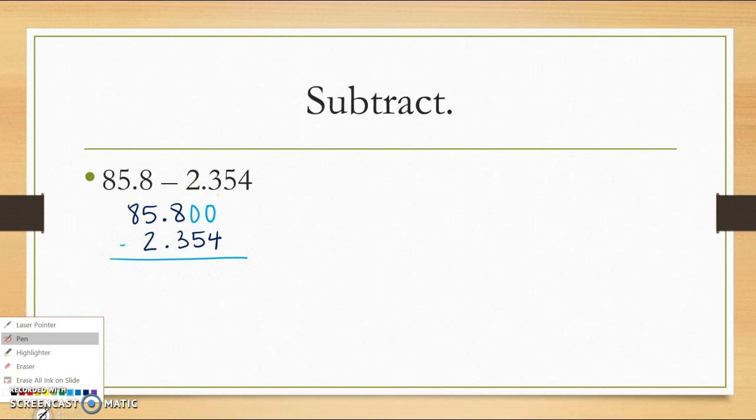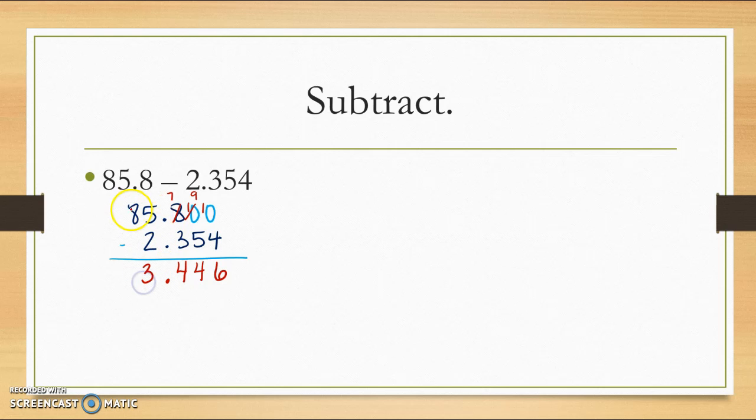Now there's going to be a decent amount of borrowing on this problem. So we can't do 0 minus 4, we go next door. Nothing to borrow there, so that 8 becomes a 7, and this becomes a 10. Now that doesn't help us here, so we have to borrow again, make that a 9, and this one a 10. So we've got 10 minus 4 is 6, 9 minus 5 is 4, 7 minus 3 is 4. Drop down your decimal. 5 minus 2 is 3. And then 8 minus that 0 here is just 8. So we get 83 and 446 thousandths.